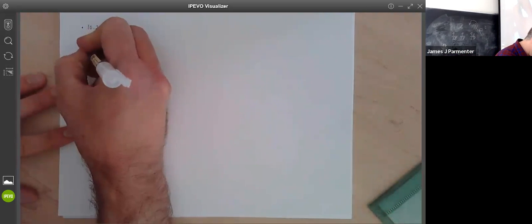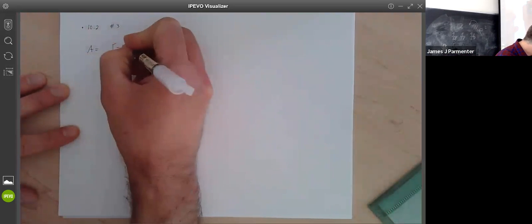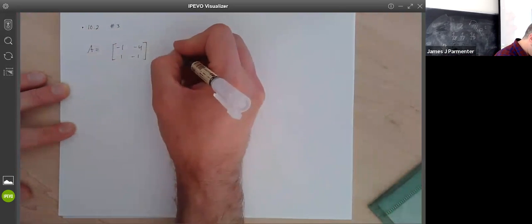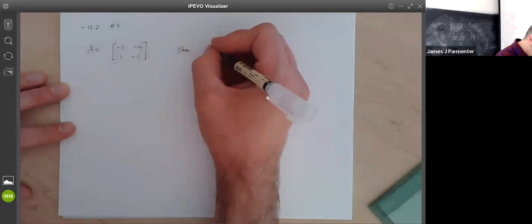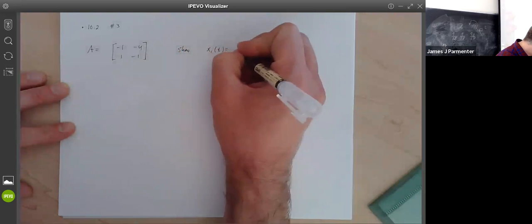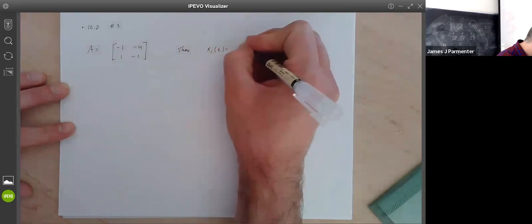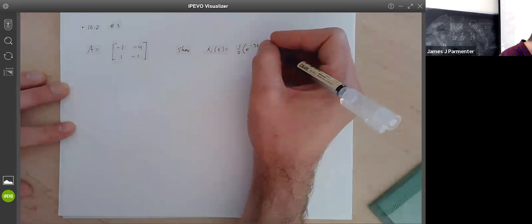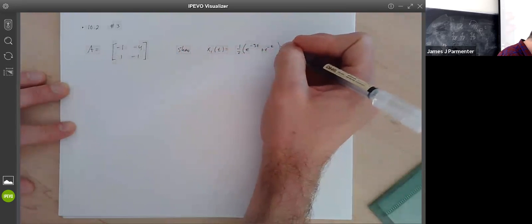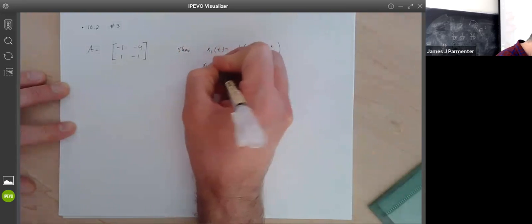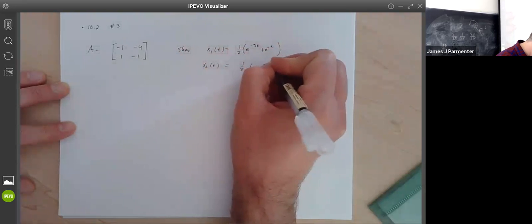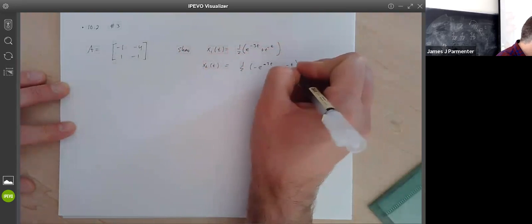We're given that A equals -1, -4, 1, -1, and we're asked to show that x1 of t equals 1/2 e to the -3t plus e to the -t, and x2 of t equals 1/2 -e to the -3t plus e to the -t.